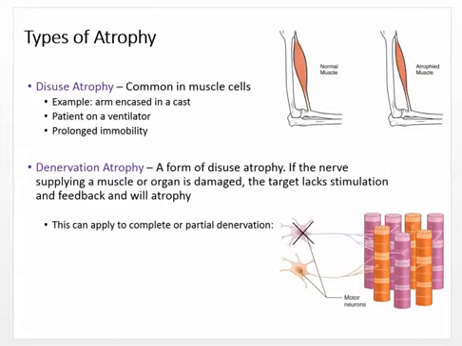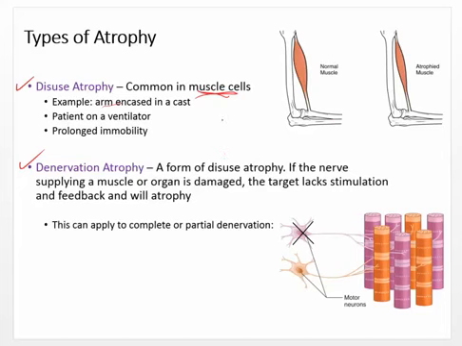So there are a couple of types of atrophy. There's disuse and there's denervation. Hopefully these just make sense. Disuse means you're not using it. Okay, so this is very common in muscle cells. That's usually where you hear about it. This example here works just fine: an arm encased in a cast, well, that arm will shrink, or that muscle will shrink.